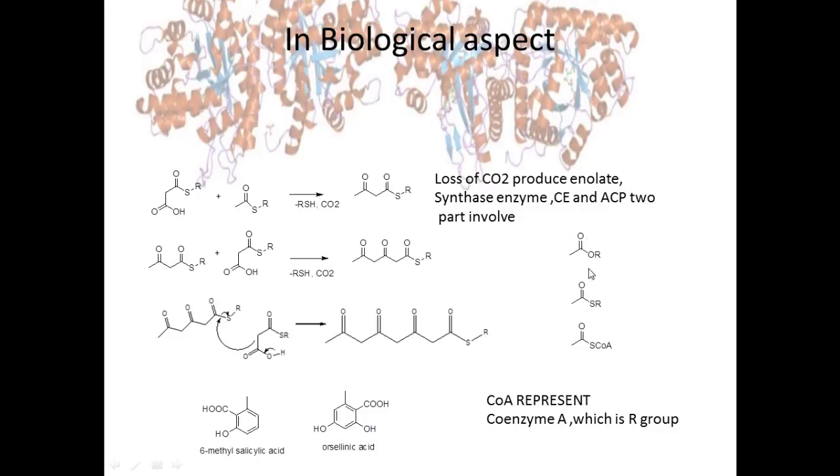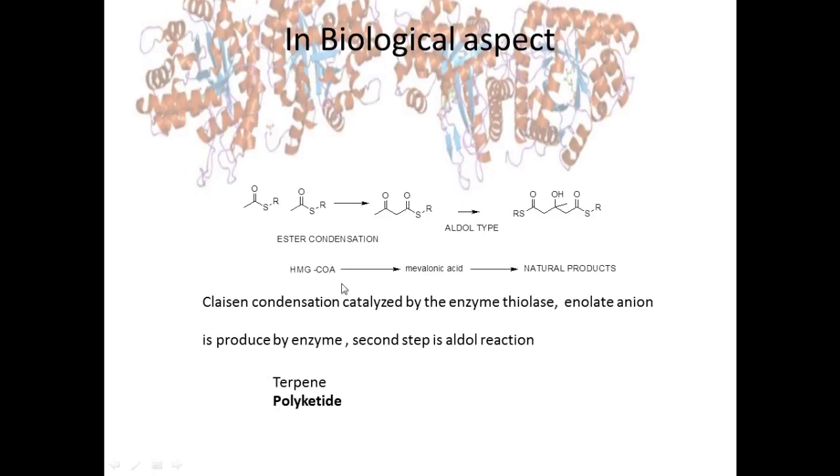Here the carbon dioxide is lost and produces the enolate, which attacks here to produce the keto esters. With loss of carbon dioxide, you can say it attacks the thioester, producing polyketides. You can see the ester, thioester, acetyl CoA. Acetyl CoA is used in natural product synthesis. This is a coenzyme A ester, a thioester. This type of intermediate undergoes reaction to give orsellinic acid and 6-methylsalicylic acid. This type of ester condensation is also used in natural product synthesis, the mevalonate HMG-CoA pathway, where the Claisen condensation is catalyzed by the enzyme thiolase.